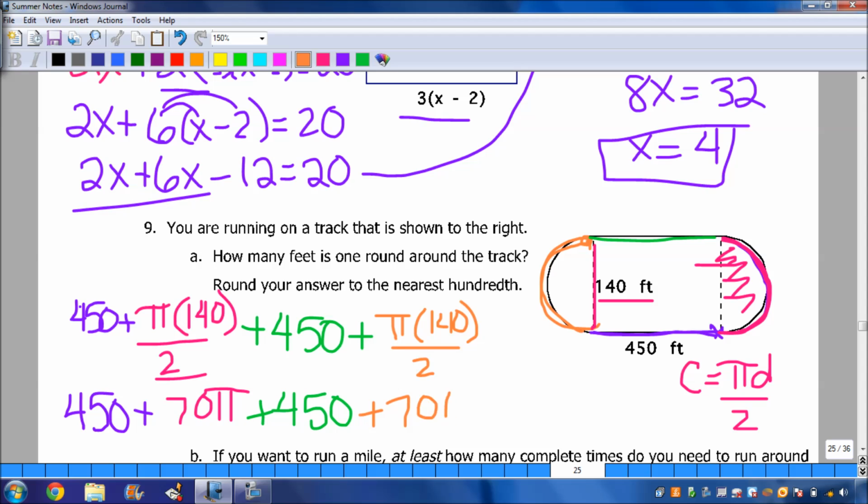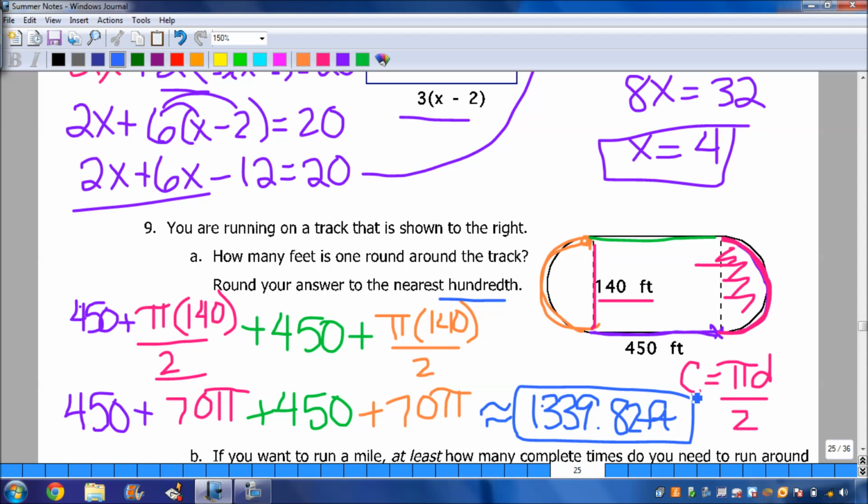You can just plug that right into your calculator and you will get your final answer rounded to the nearest hundredth. It's about 1,339.82 feet. And that's it. That's all I have to do. We're not going to do question B again for the sake of time, okay?